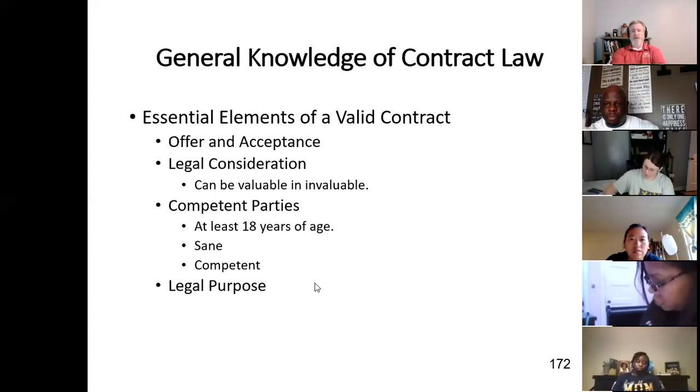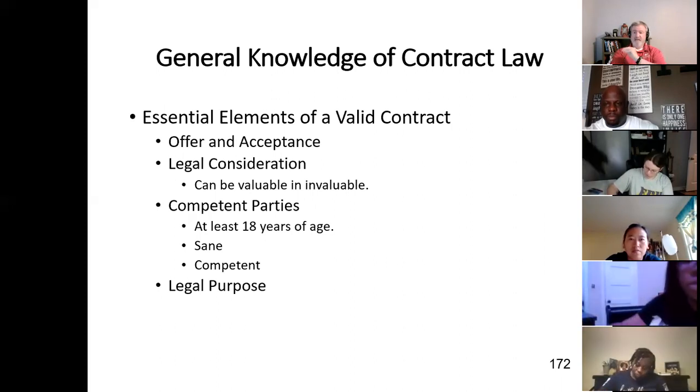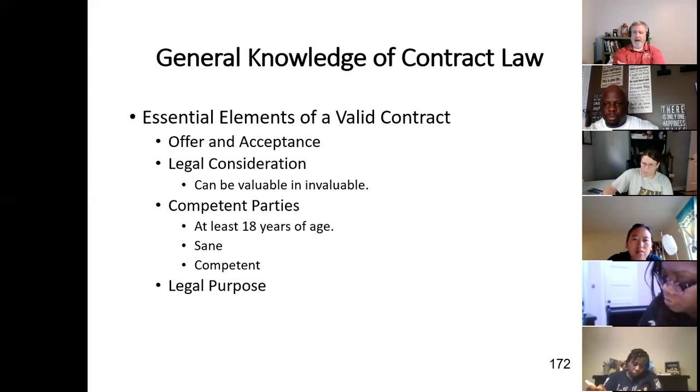Now we get into these essential elements. Remember I told you there were 4 essential elements to have a valid contract. What do you think the chances are they would ask you on the exam, what are the essential elements of a valid contract? Guaranteed. Or they may just say which of the following would not be an essential element. So you have to know what the essential elements are. We'll go through them real quick. Number 1 says we must have an offer and an acceptance. Got to have it.